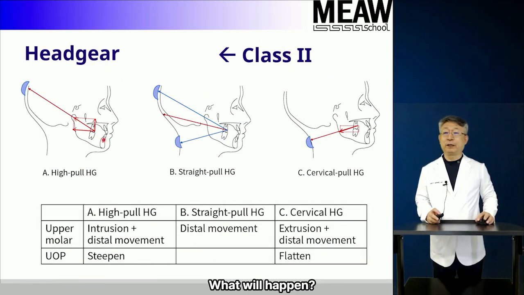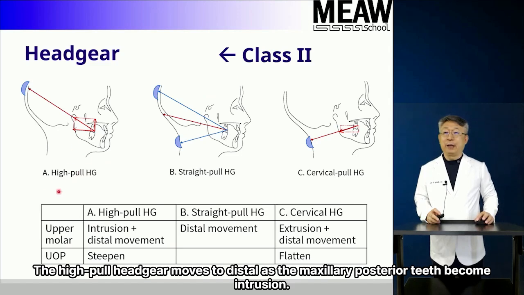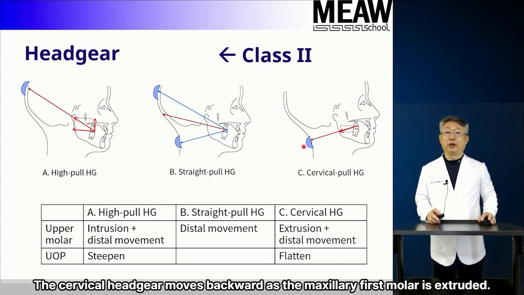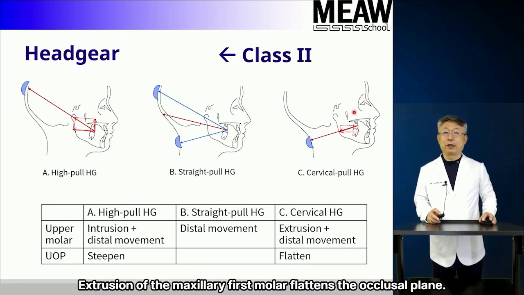What will happen? The high-pull headgear moves to distal as the maxillary posterior teeth become intruded. At this time, UOP becomes steepened. The cervical headgear moves backward as the maxillary first molar is extruded. Extrusion of the maxillary first molar flattens the occlusal plane.